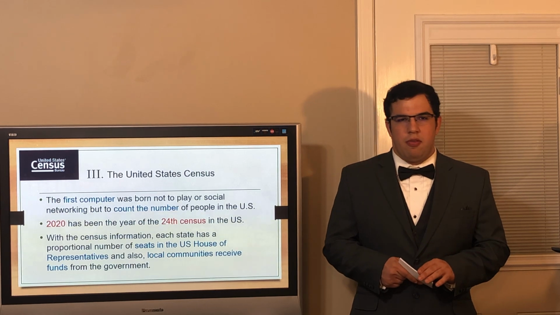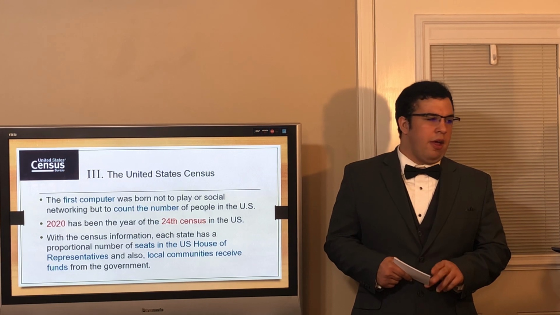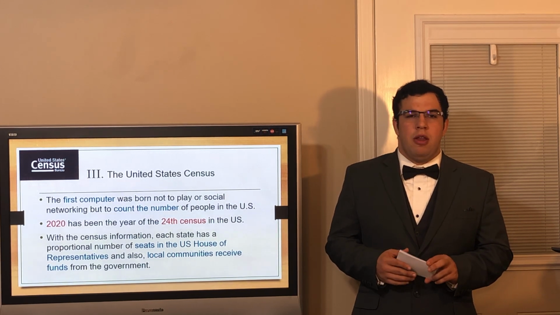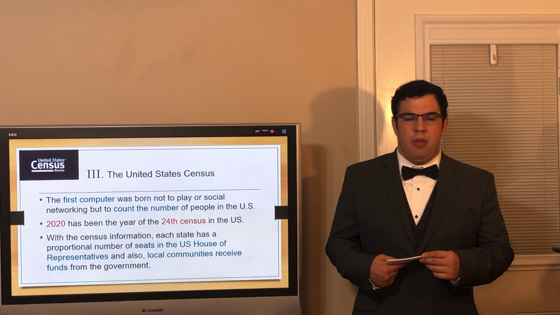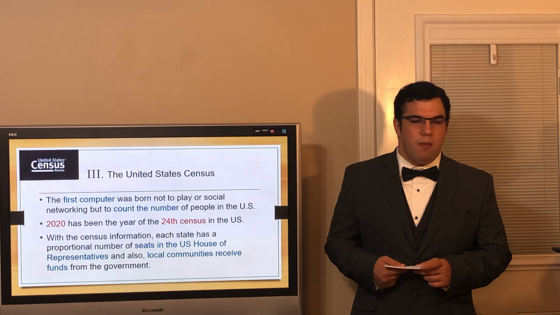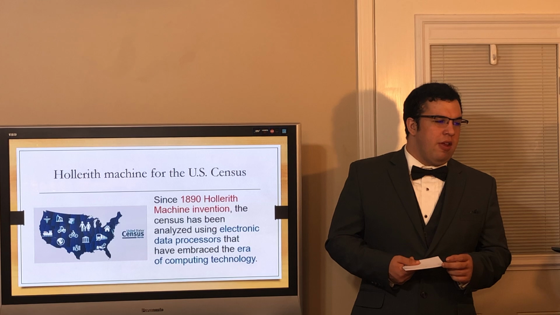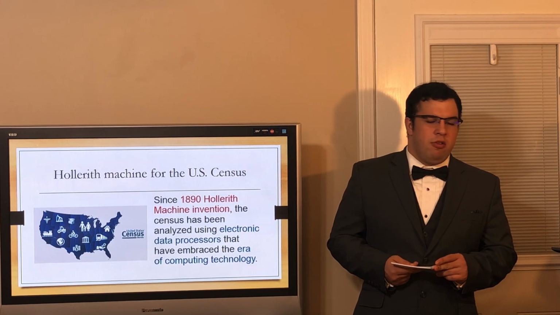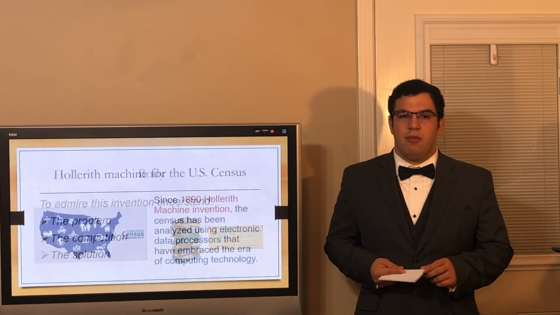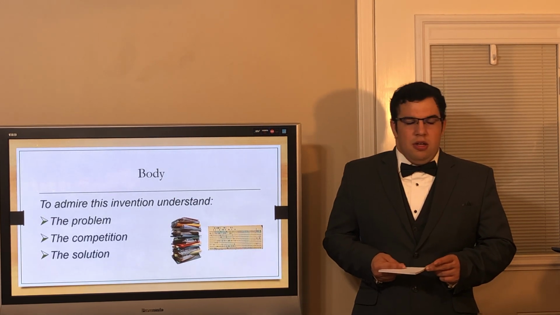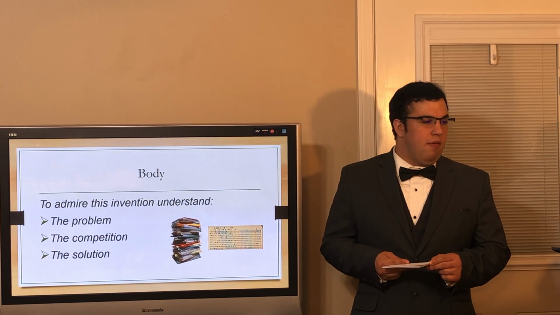The United States Census. The first computer was born not to play or for social networking, but to count numbers of people in the U.S. 2020 has been the year for the 24th census in the U.S. Since the 1890 Hollerith machine invention, the census has been analyzed using electronic data processors that embrace the era of computer technology. To understand the situation, we shall see the problem, the competition, and the solution.